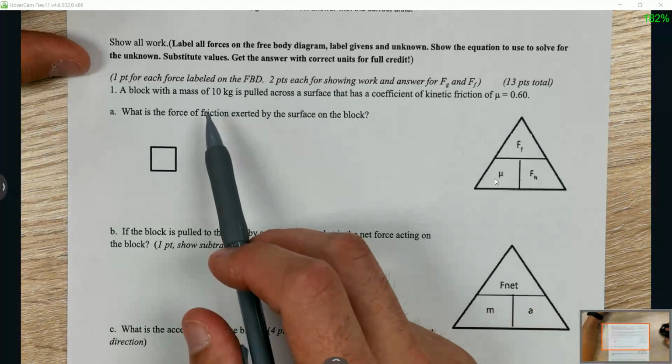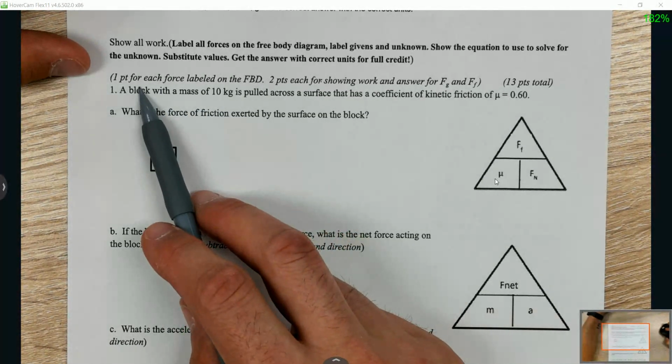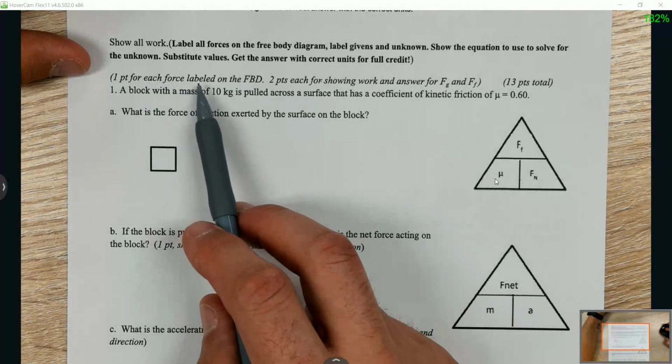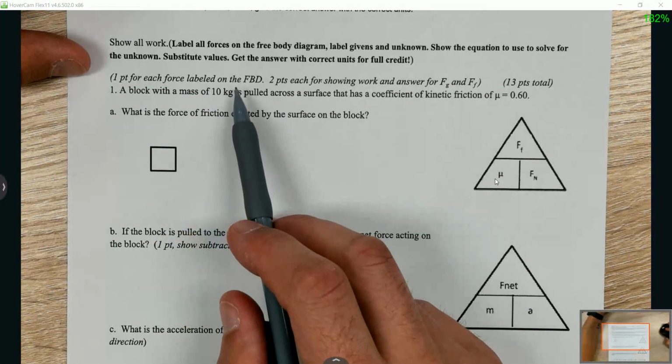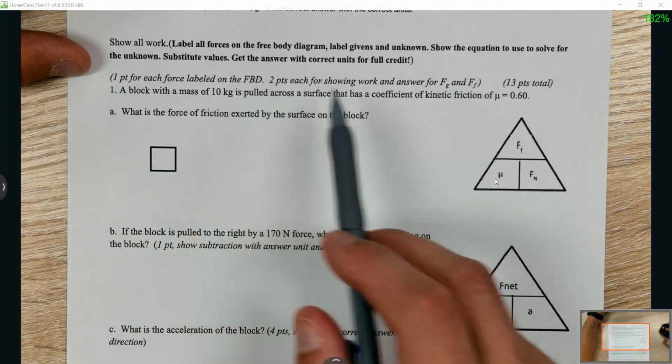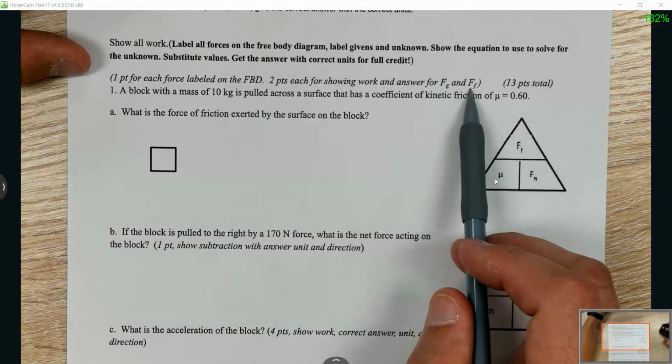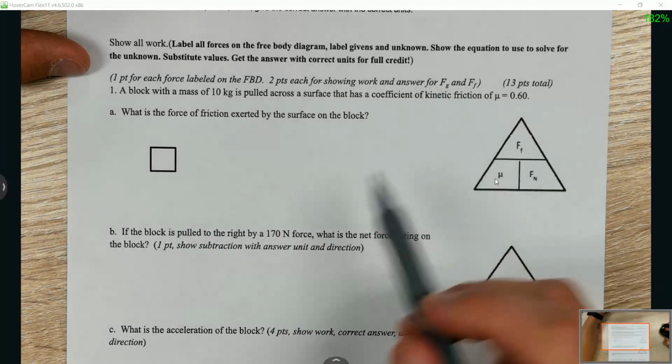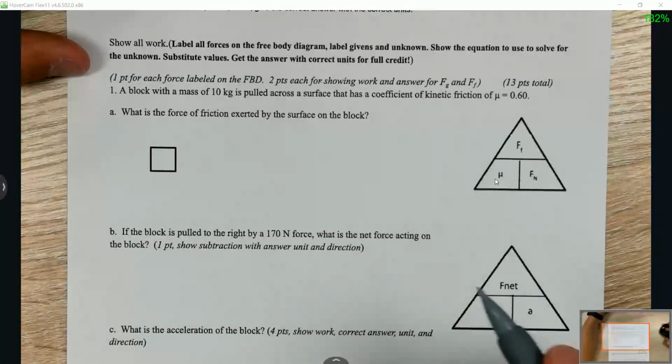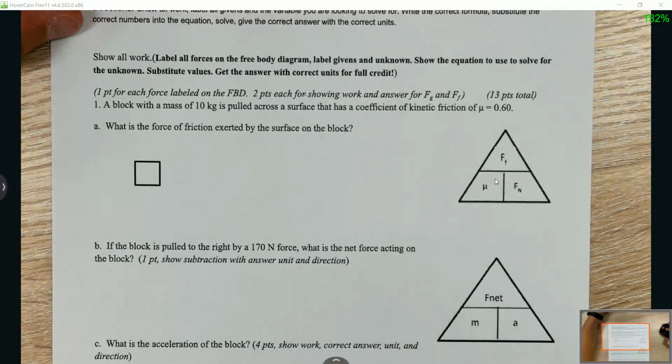So for this, you have 1 point for each label on the free body diagram, and 2 points for showing work and answer for Fg, which is weight, and Ff. Hopefully you remember it. If you don't, I'll maybe throw that equation up on the board, but hopefully we do remember that equation.